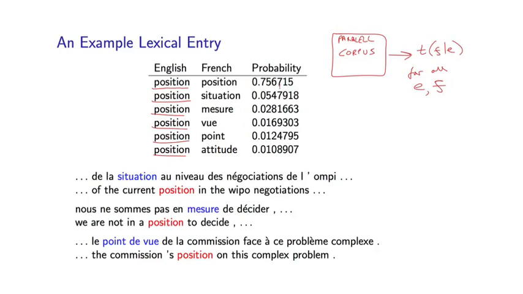If you know some French, this seems like a reasonable set of translation probabilities. So position can be translated as this word. It can be translated as position. In French, there are other possibilities like this word, and so on and so on. Okay, so this is a typical kind of lexicon you might get from the output of this process. For each English word, you get a probability for every possible French word.